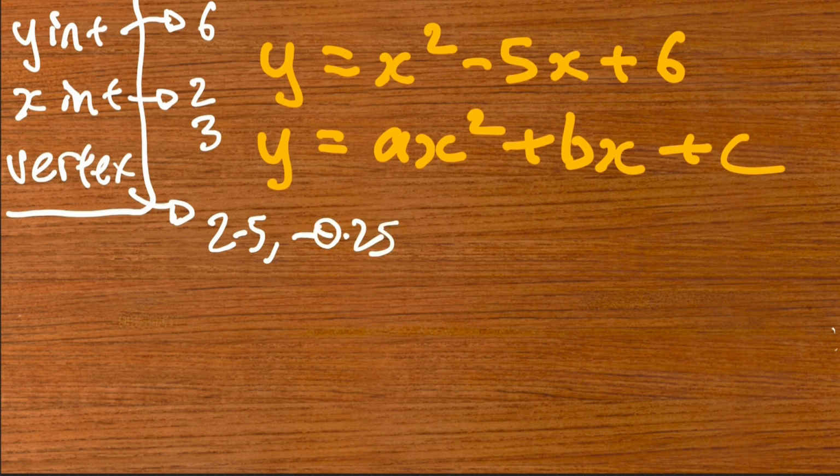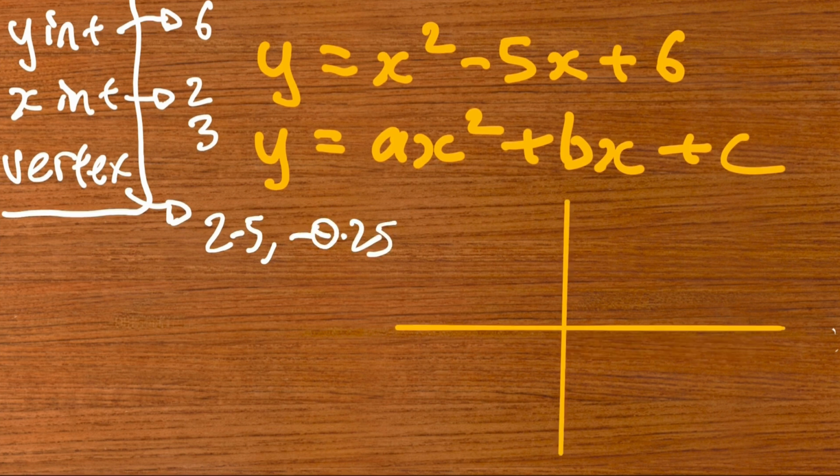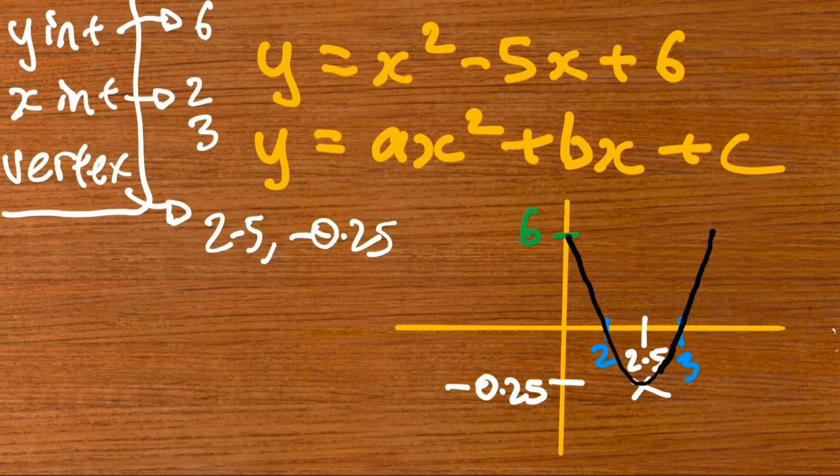So let's sketch the graph now. The vertex is located at negative 0.25 here. The y-intercept is 6, and the x-intercepts, there are 2 of them, 2 and 3. So we can trace out the graph as such. This is the quadratic graph of the equation x squared minus 5x plus 6. As you can see, it has 2 roots, 1 vertex, and 1 y-intercept.